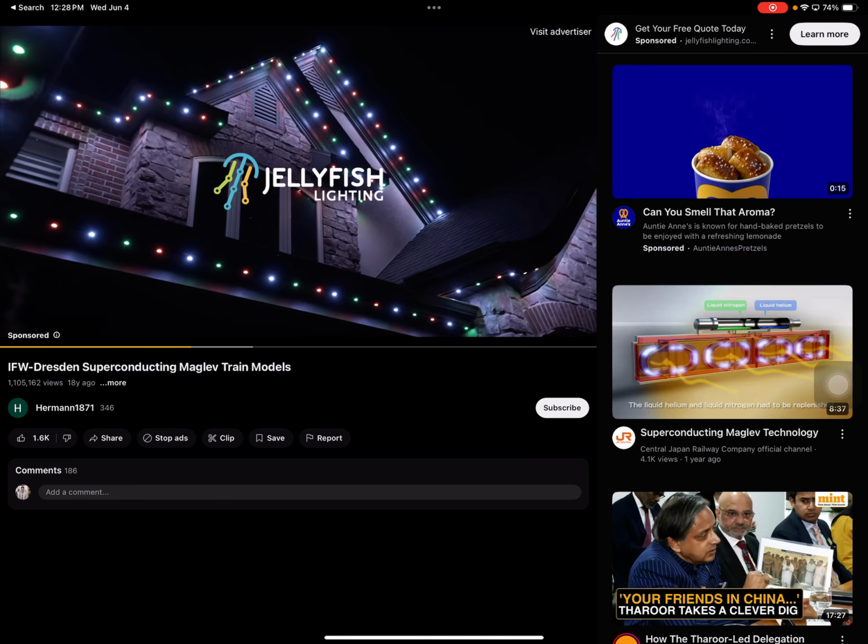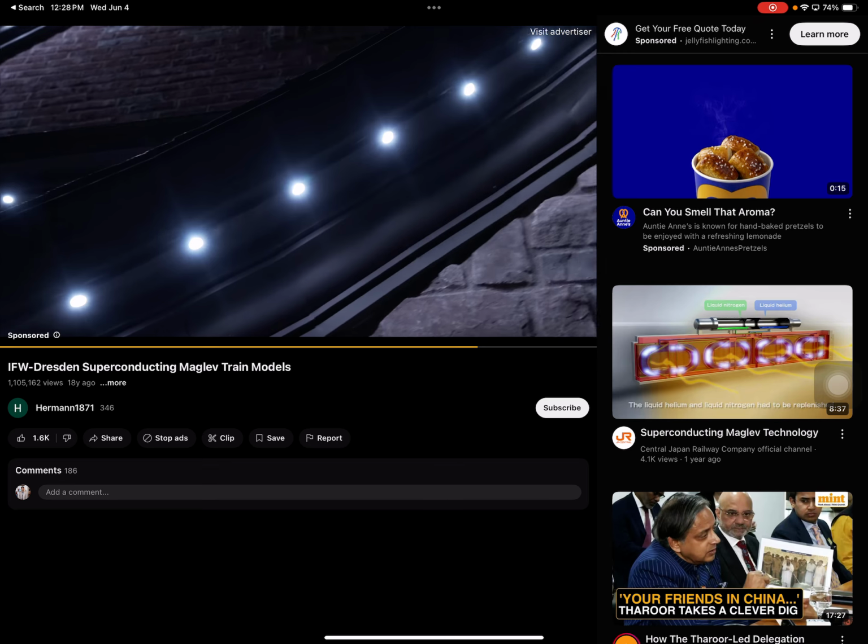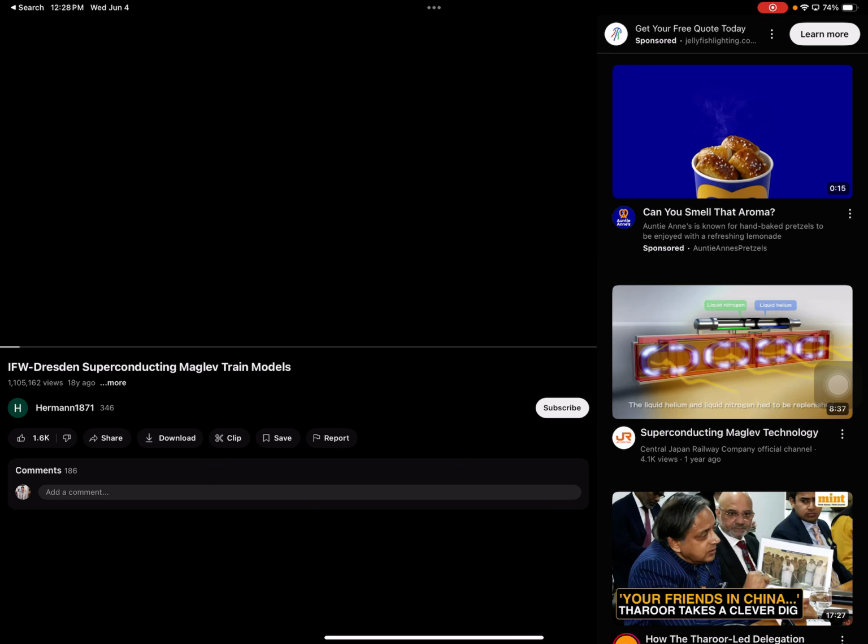Jellyfish Lighting is an all-in-one permanent exterior lighting system. Through an app on your phone, you are able to decorate.